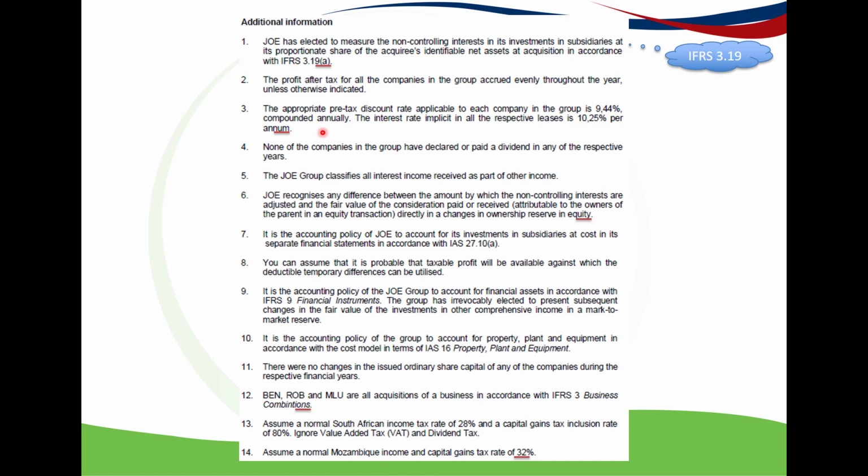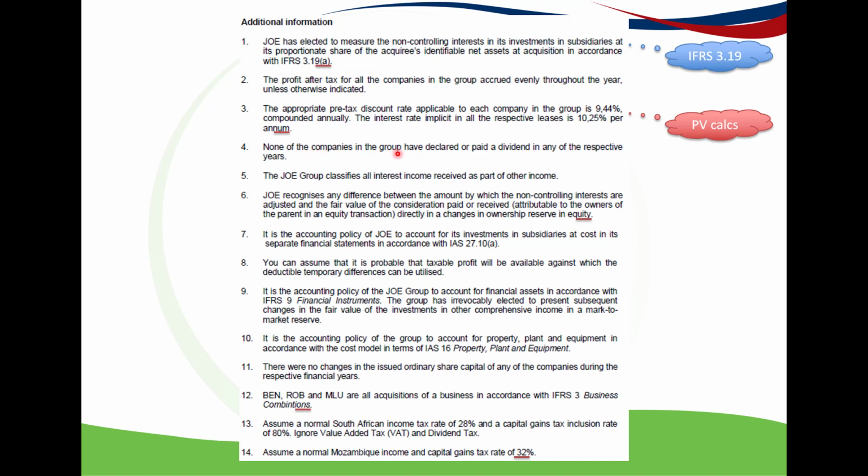Number 3, the appropriate pre-tax discount rate applicable to each company in the group is 9.44%, and the interest rate implicit in the respective leases is 10.25% per annum. So this information alerts us that there will be present value calculations in the scenario. We should be very happy if we see that, because it is very easy to obtain those marks, whereby we say for future value what is the end period, and of course what is the interest rate. That's an easy 1.5 or 2 marks.